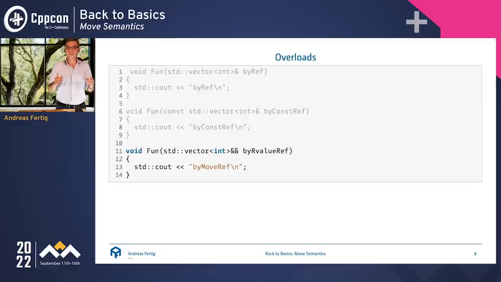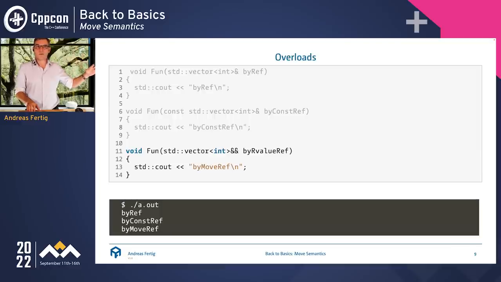An additional overload to fun, taking a std::vector of int by rvalue reference, the two ampersands there. It's not const because we want to modify it, but two ampersands. And that's, you can say for now, a move reference. This triggers move semantics. And if I now execute the same calls as before, we will see a different output. What we see now is the first call to fun for my vector v calls by ref. The second one for my const vector calls by const ref. And the third one with the temporary object, that one now ends up in the new function by move ref.